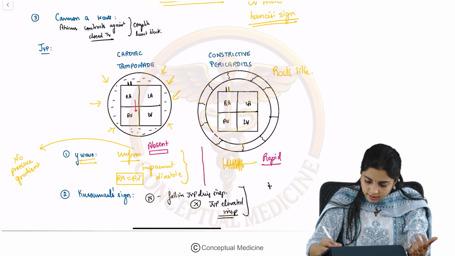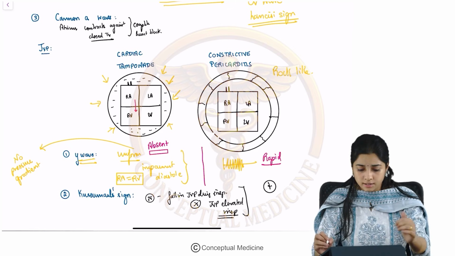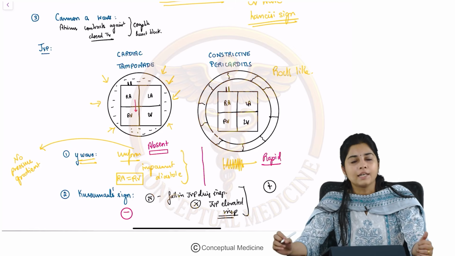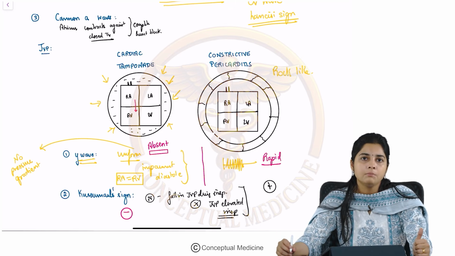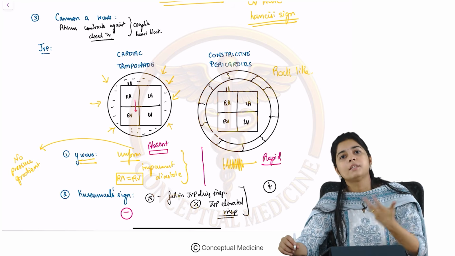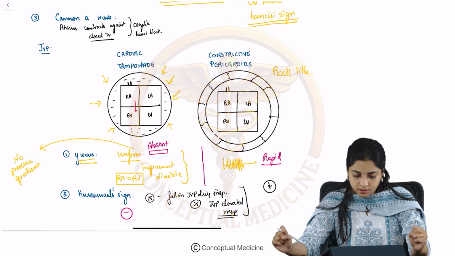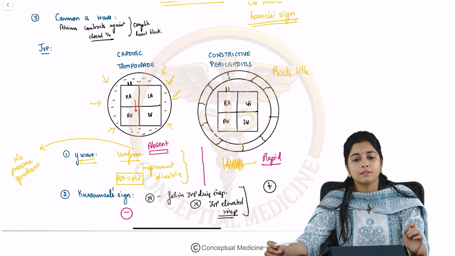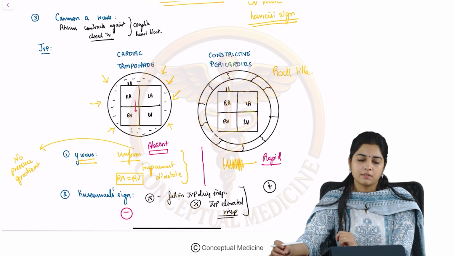So the Kussmaul sign is positive in constrictive pericarditis because the pressures are not transmitted, whereas it is negative in cardiac tamponade. So the Kussmaul sign is absent in cardiac tamponade because the pressures are still transmitted and there can still be a fall in the JVP. Okay. So I hope that you have completely understood what is the difference in the Y wave and what is the difference in Kussmaul sign between cardiac tamponade and constrictive pericarditis.